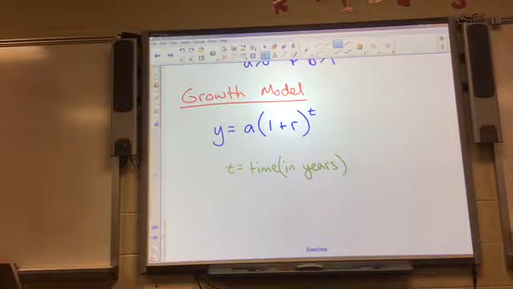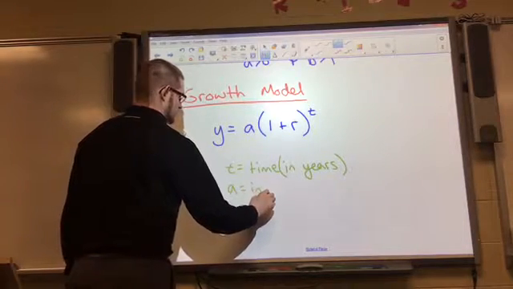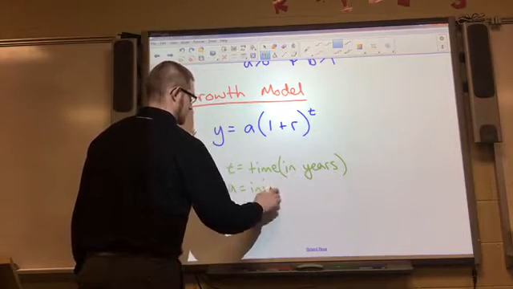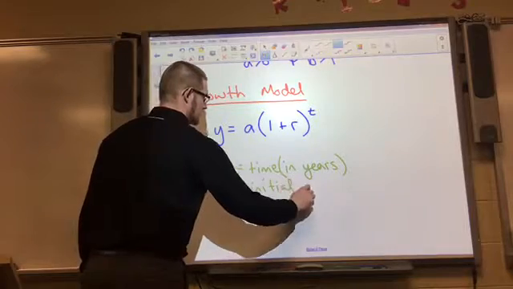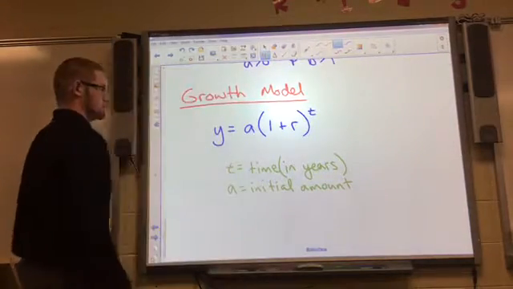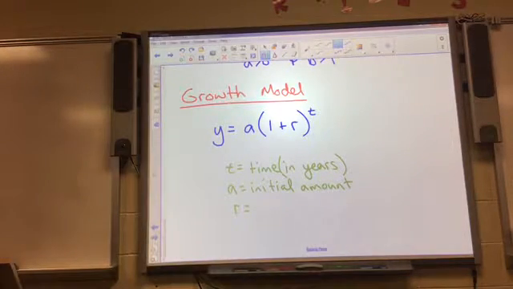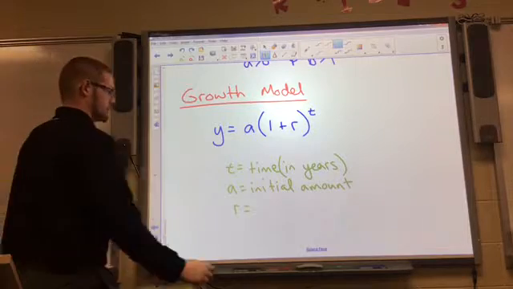A is your initial amount, and r is your rate, or your percent increase.